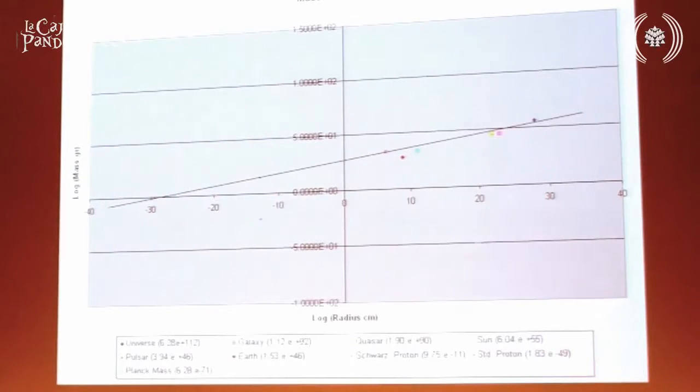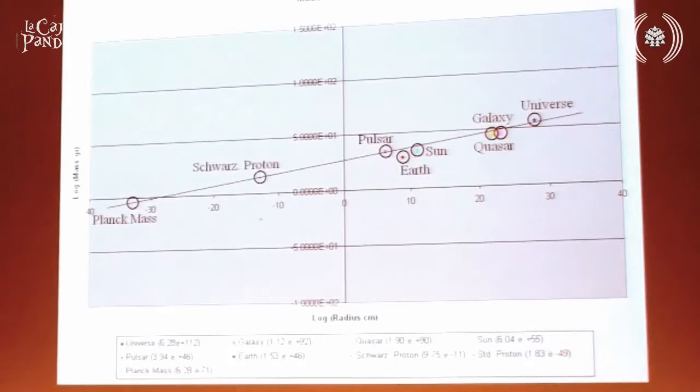But we put data points. Here's the universe, and this is the log of the mass against the log of the radius, right? Mass and radius. And I said, okay, forget equations. If I'm wrong, my proton is going to be completely off, and the standard proton is going to be correct. So, from the Planck mass, which is teeny, teeny, teeny, to the universal size, I put galaxies, quasars, the sun, even the Earth, pulsars, and then I put the Schwarzschild proton.